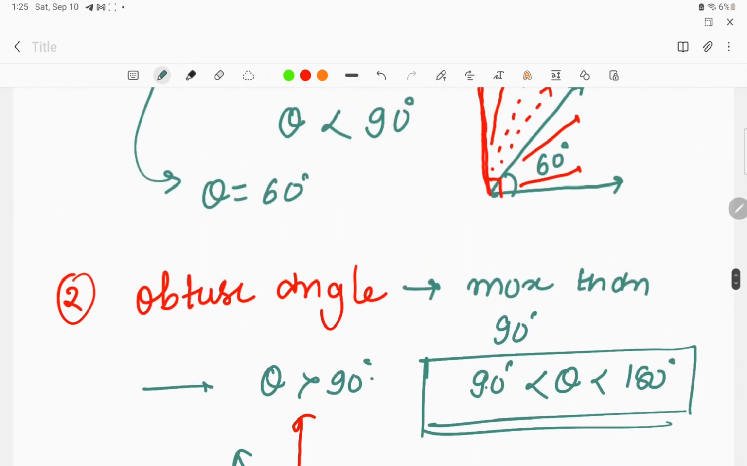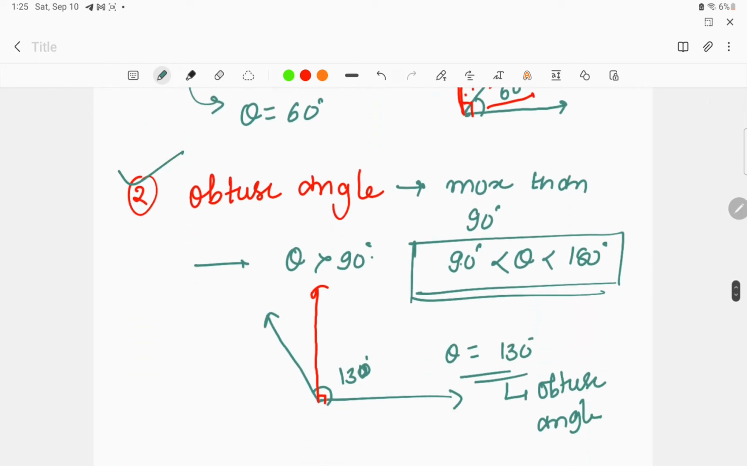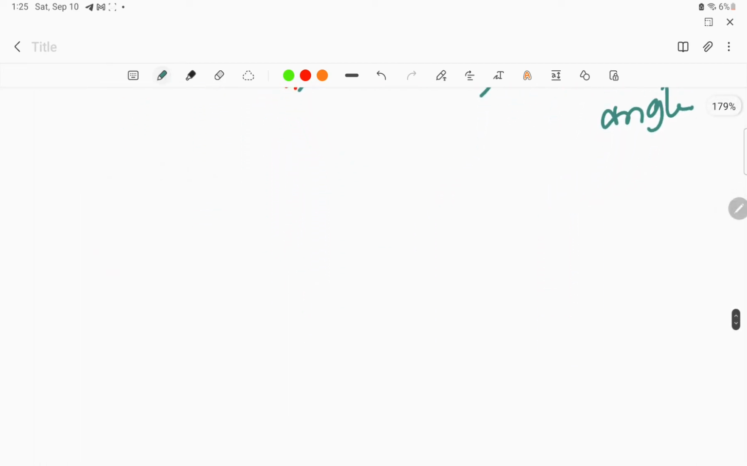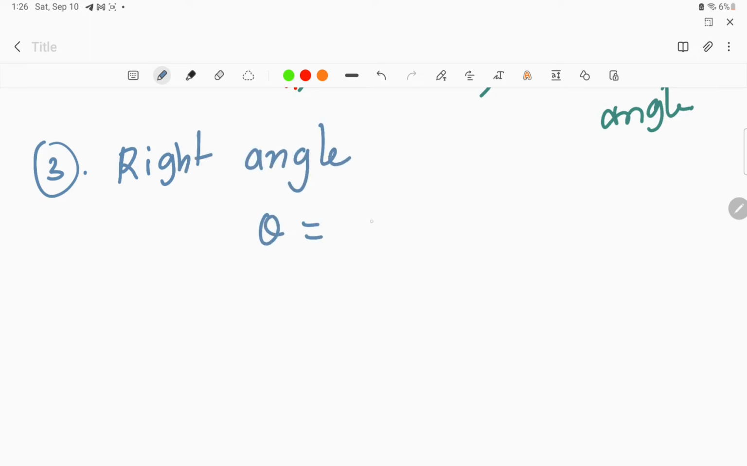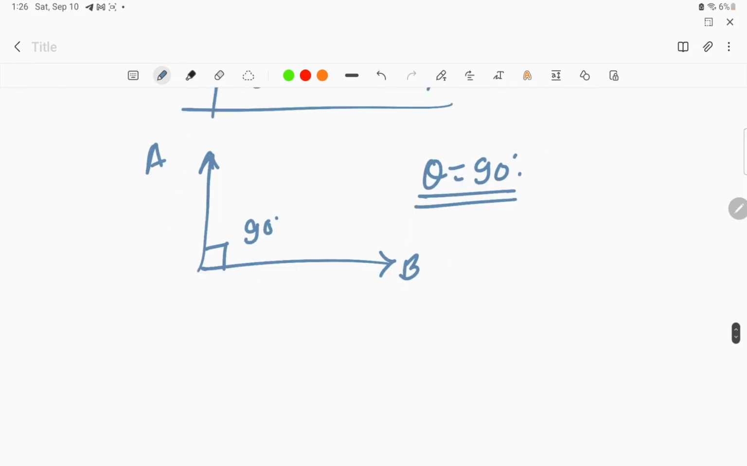So this is all about the two terms that we have learned in angle. One is the acute angle, less than that of the 90 degree, and obtuse angle, more than that of the 90 degree and less than that of the 180 degree. Now moving on to the third term. The third term that we will learn over here is the right angle. Simple. Right angle is nothing but 90 degree, where theta is equals to 90 degree is called as a right angle. Okay, so how is it denoted? This is denoted as 90 degree if you are considering it as A, B. So here theta is equals to 90 degree. This is called as a right angle.